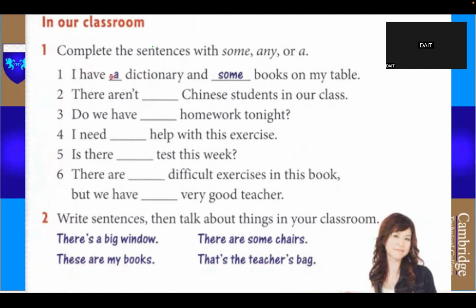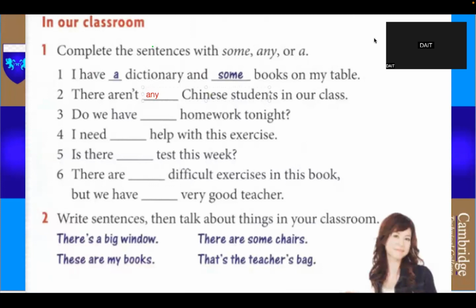So this one is easier. We use either a, an, any, or some. For example, I have a dictionary and some books on my table. There aren't any Chinese students or some Chinese students here? Any. Very good.